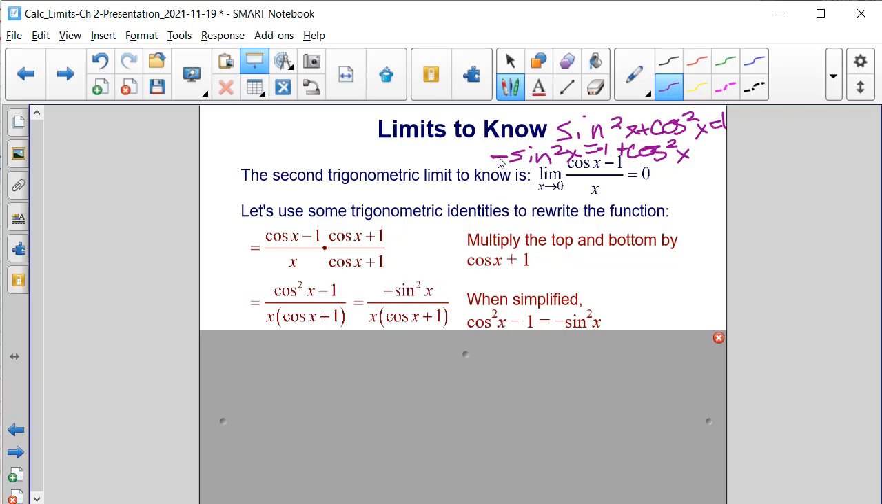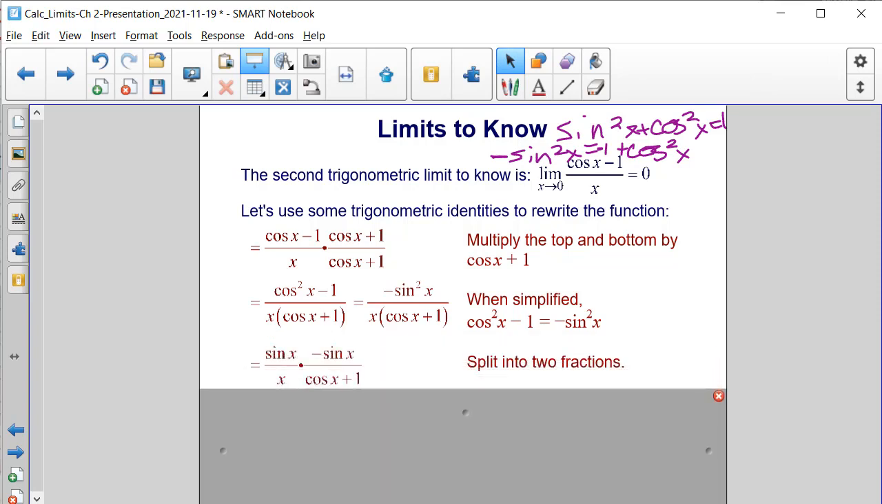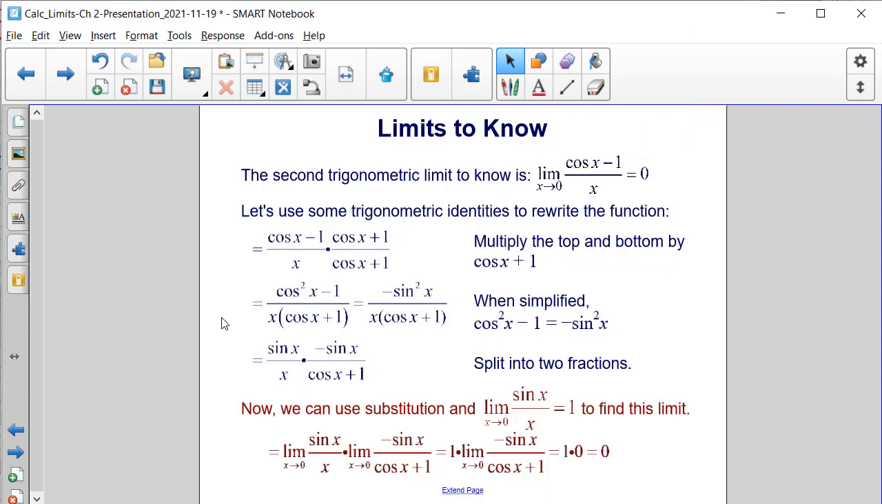So therefore we can take negative sine squared x and substitute it into the numerator. From there we can split up the negative sine squared x into sine of x over x and negative sine of x over cosine of x plus 1. Now we can use substitution and the fact that the limit of sine of x divided by x as x approaches 0 is equal to 1 to find this limit.